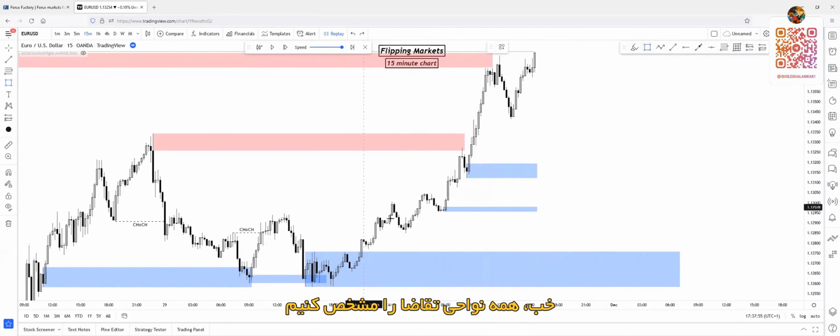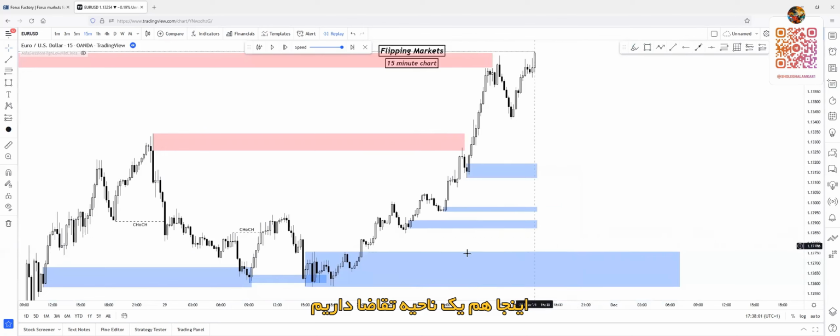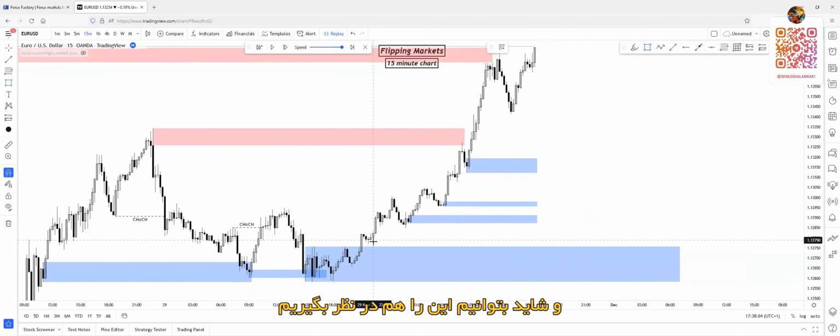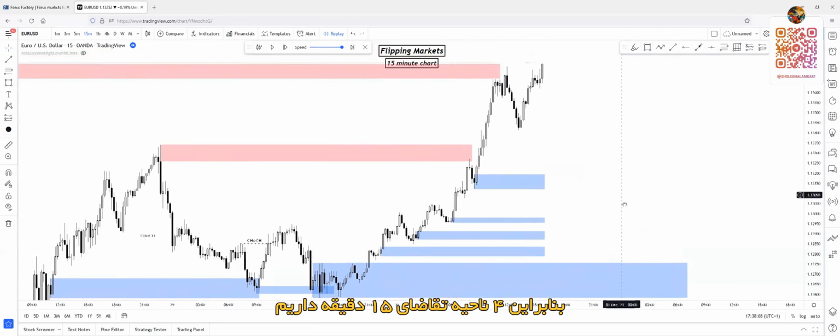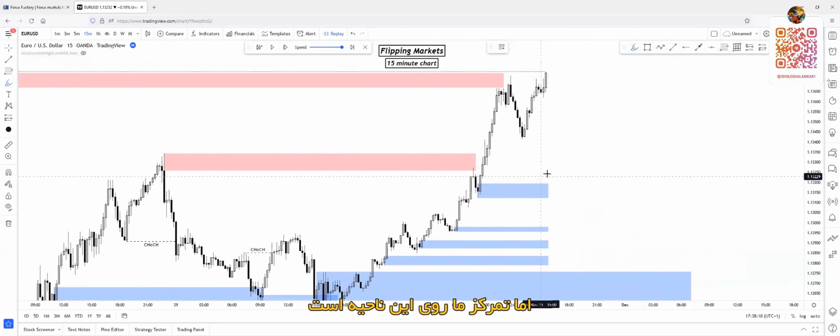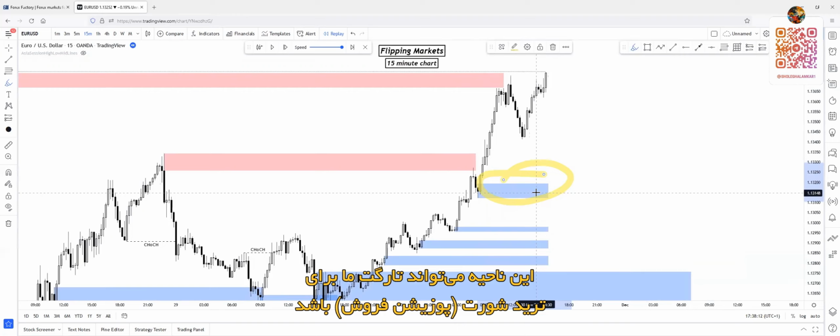Okay, let's mark out all of the demand zones. As you can see, we have this one here also. And maybe this one too. So we have 4 15-minute demand zones. Okay, but we will focus on this one. This could be our later target point for the shorts.